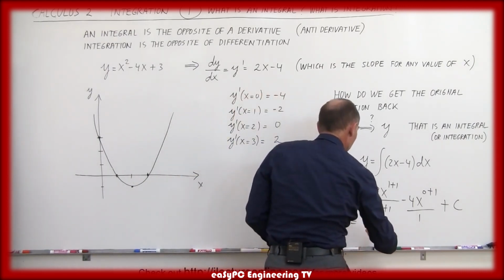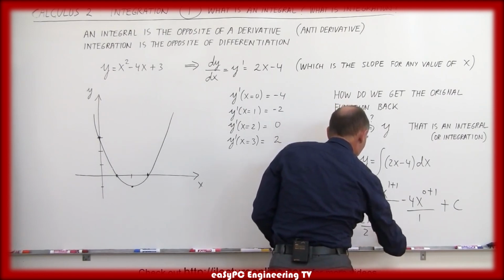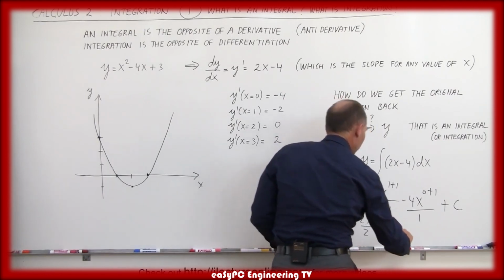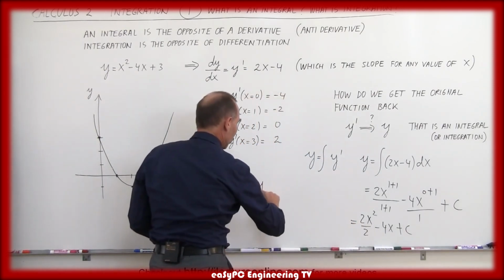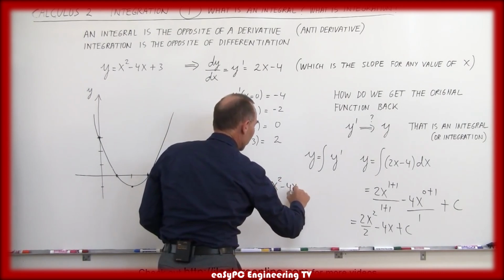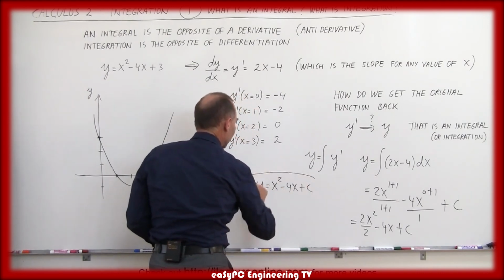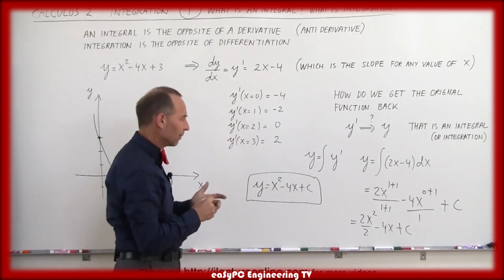So this is equal to 2x squared divided by 2 minus 4x to the first power plus some constant, or, let me come over here, we can say that y is equal to x squared minus 4x plus some constant. And that is the integral. We go back and got the original function back.